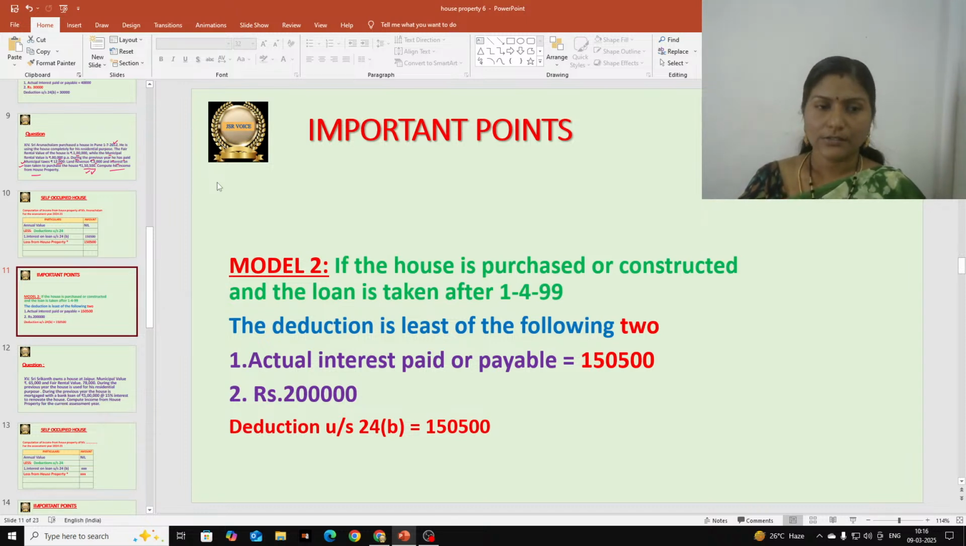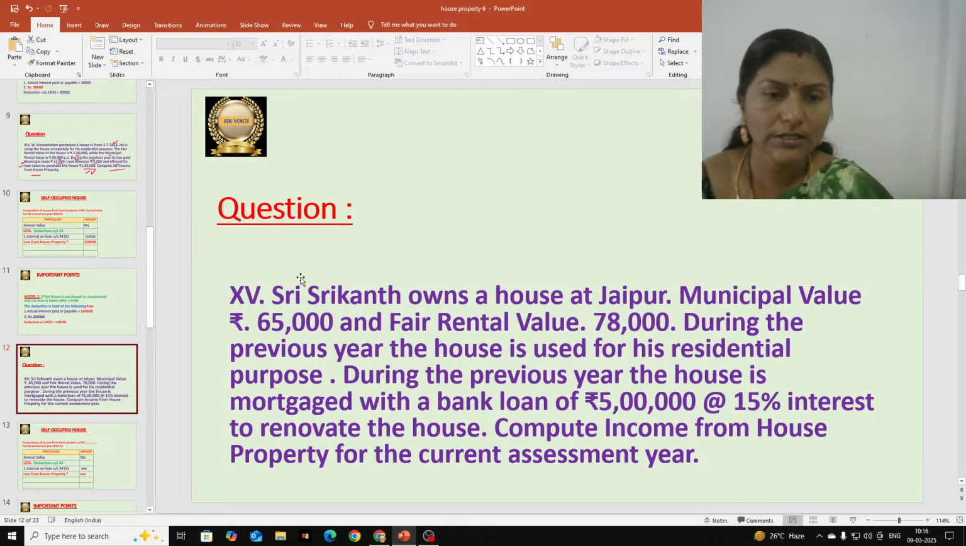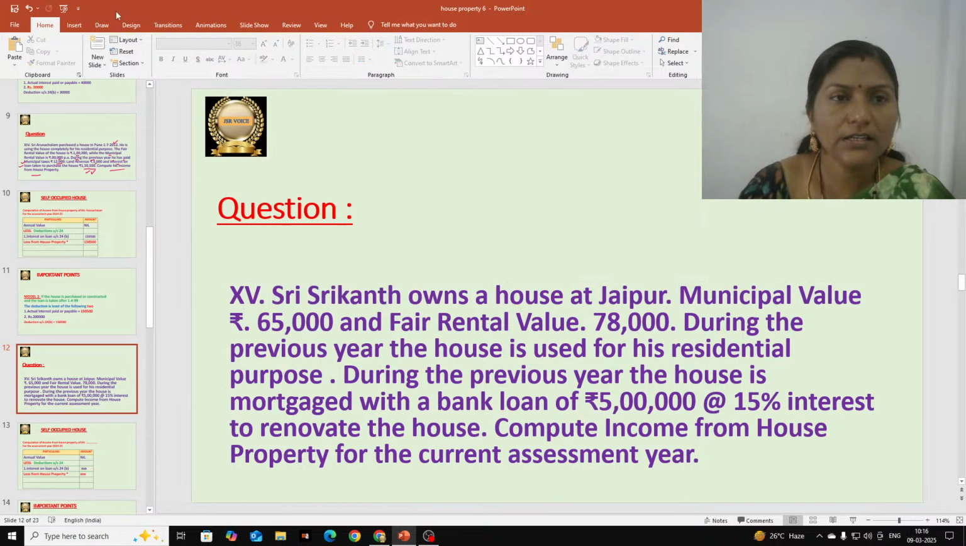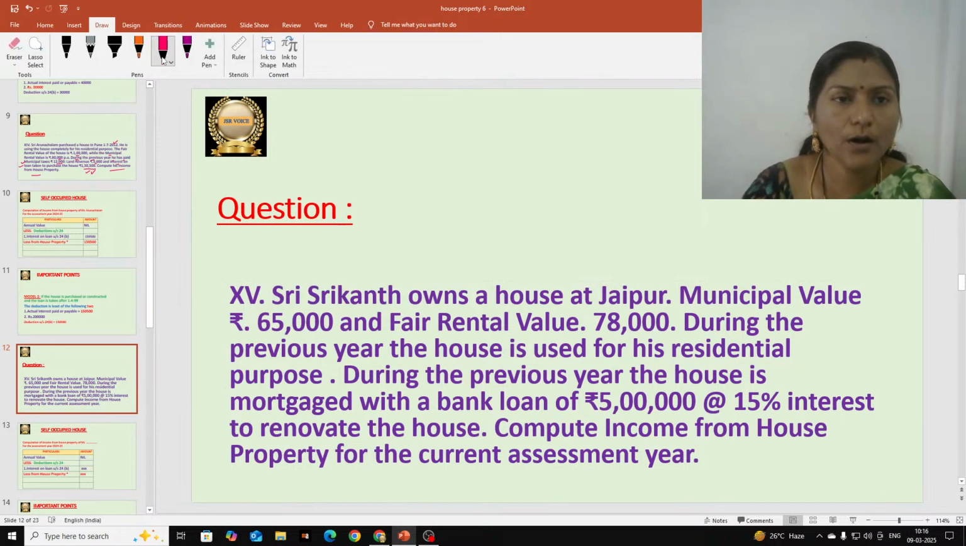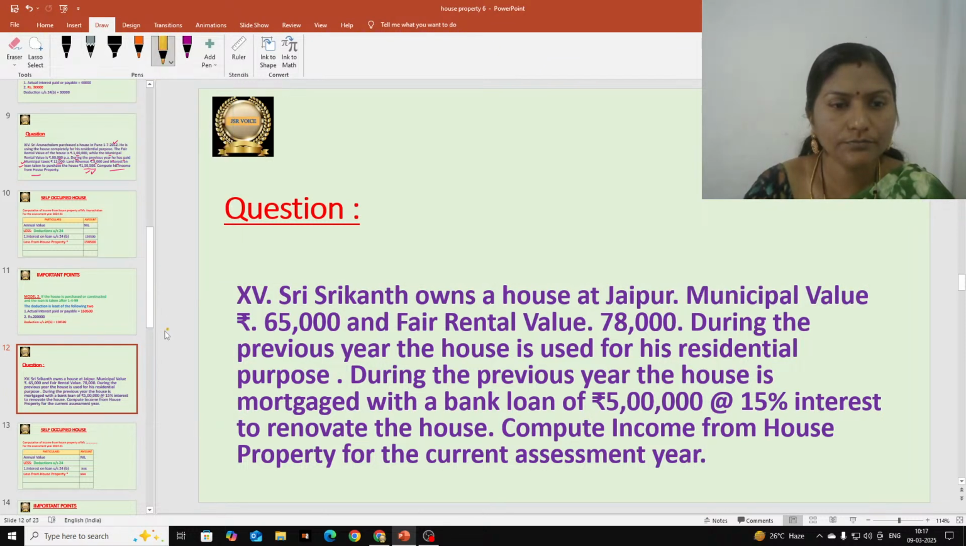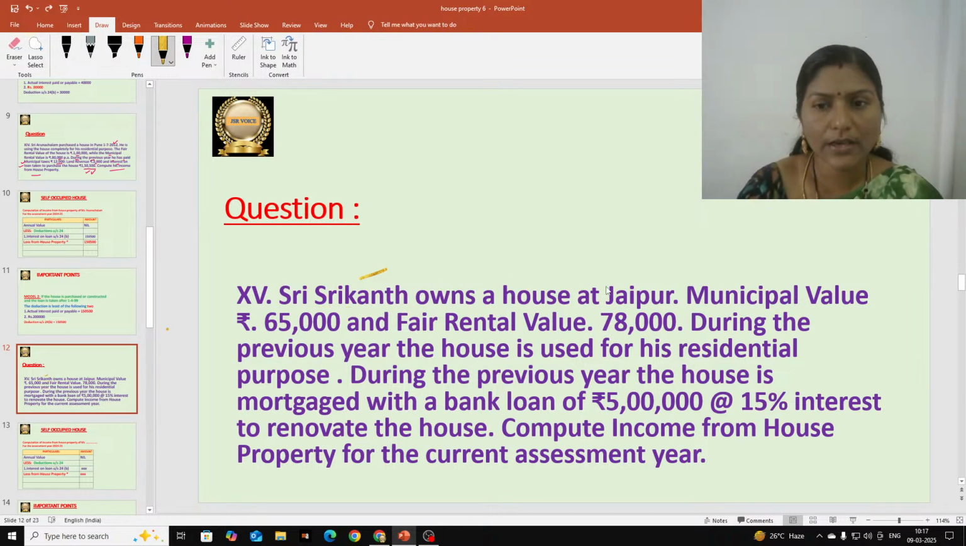Okay, let us do the next question, students. Let us discuss the next question. So here the question is: Srikanth is the owner of one house. Okay, and what he did here, he owns a house. Where does he own a house? At Jaipur. He is actually owning a house at Jaipur.